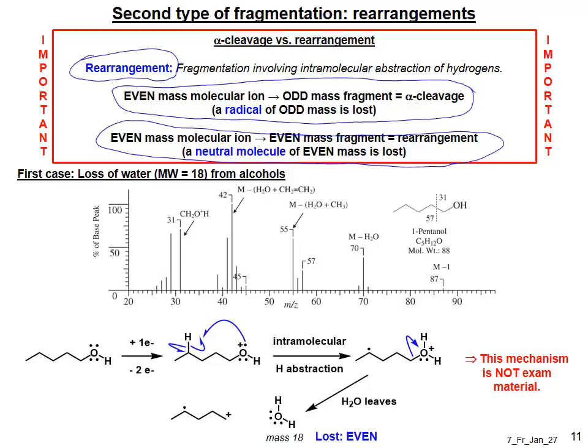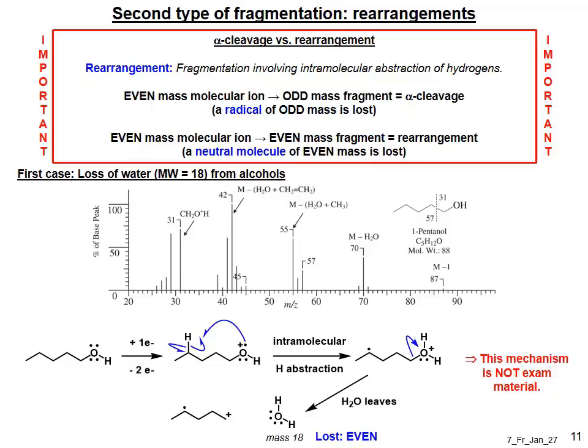So these are two very, very important aspects that you want to keep in mind when you're trying to explain the origin of different fragments. Look at what type of even or odd combinations you have.